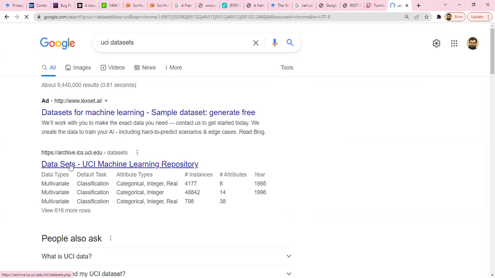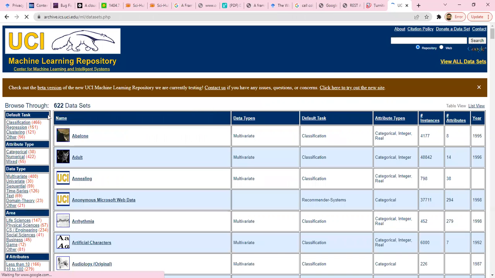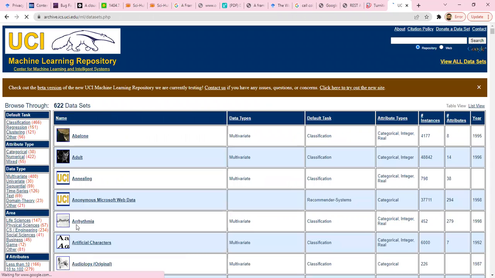Okay, so these are different data sets, a lot of data sets, which you can use. These are the data set names. Okay, and you can use the classification data sets. You can download any regression data set. You can use any clustering data set. So can you tell what is classification, what is regression, what is clustering? Now I think you have learned.